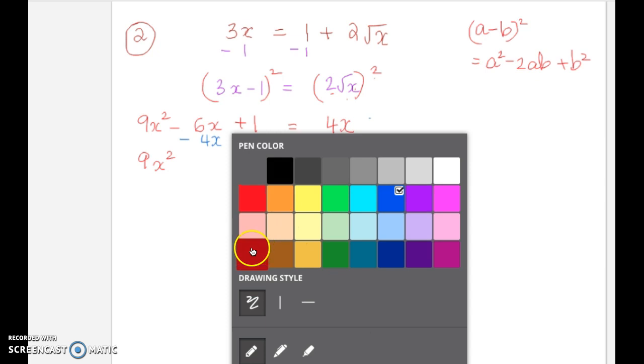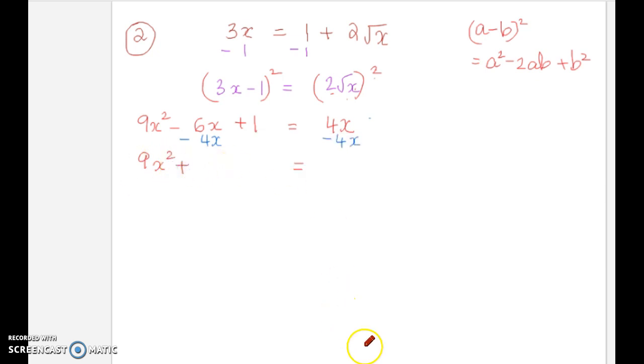So we're going to do that. Not plus, it's minus. It's minus 10x plus 1. This will cancel to get you 0. So now we can just solve this. We can either use quadratic formula, or I'm just going to use grouping here.